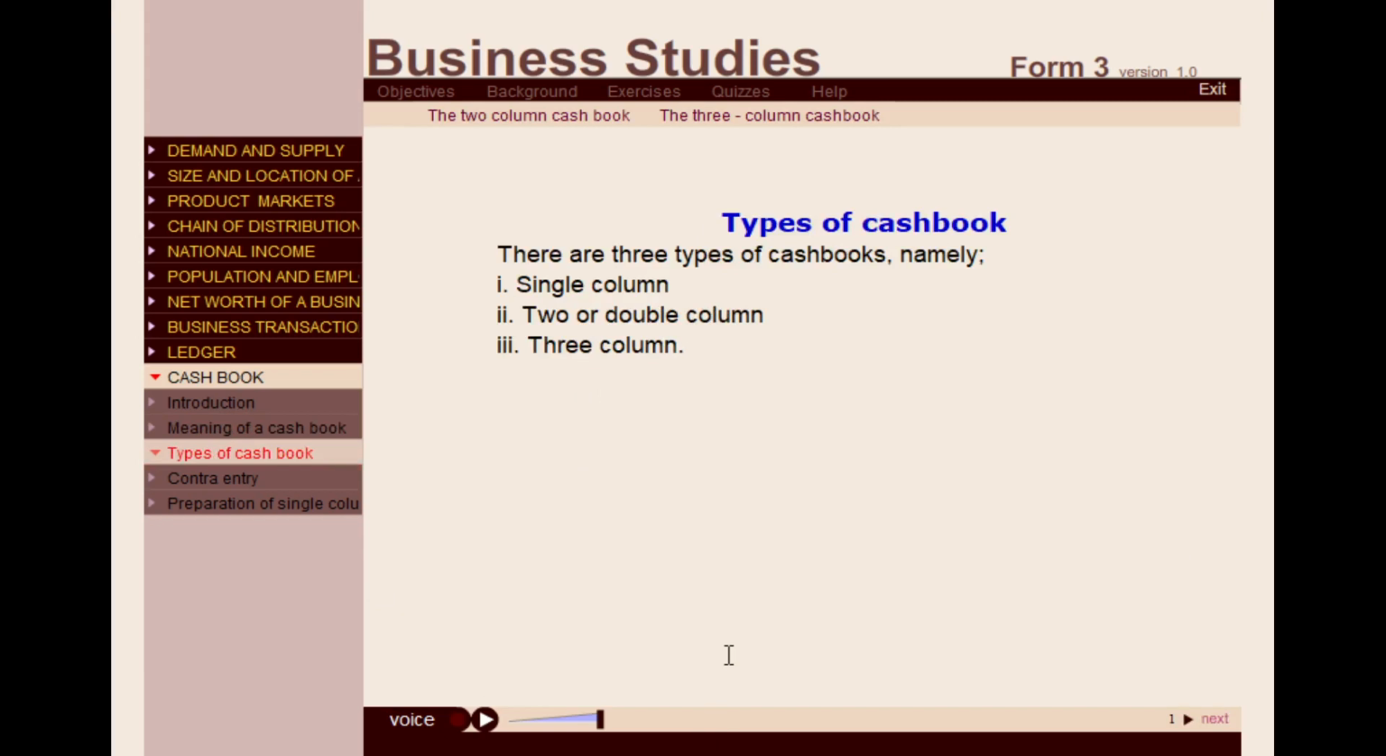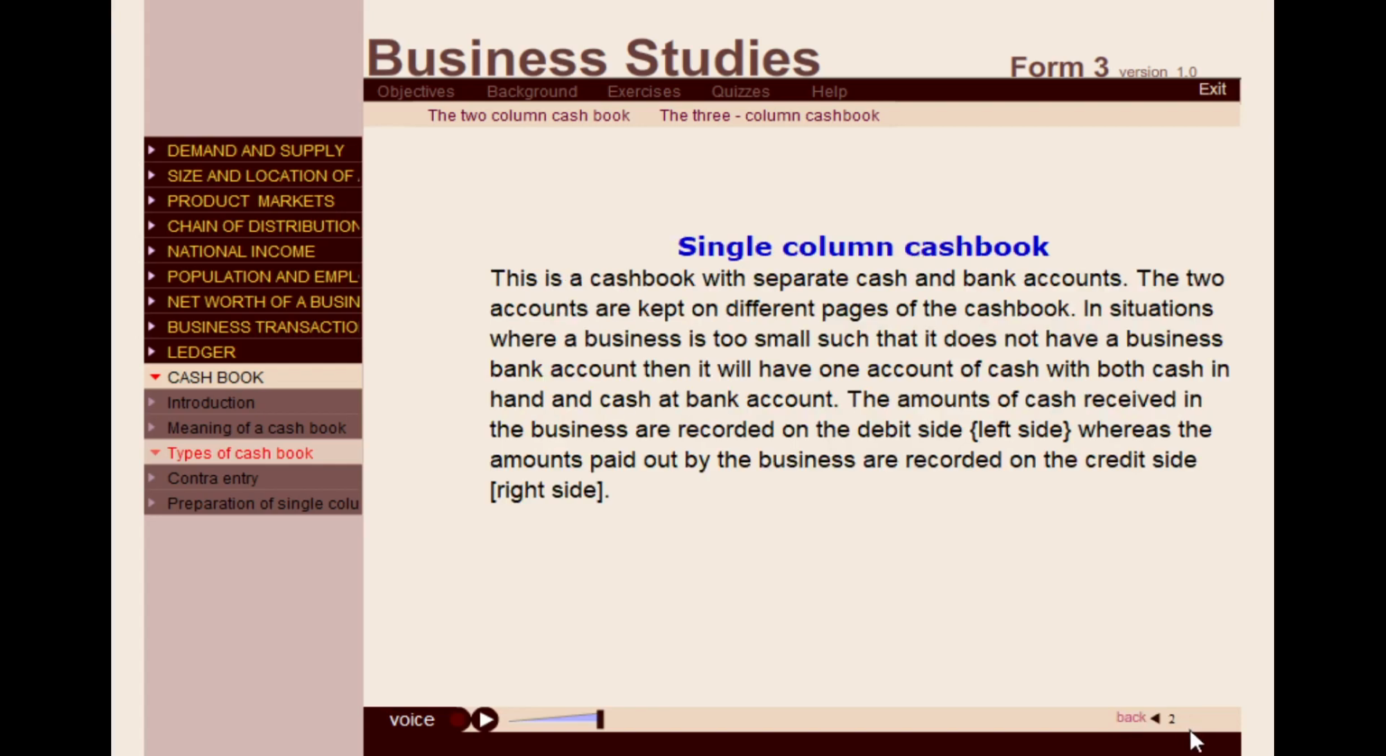Types of cash books. There are three types of cash books, namely single column, two or double column, and three-column. Single-column cash book. This is a cash book with separate cash and bank accounts. The two accounts are kept on different pages of the cash book.